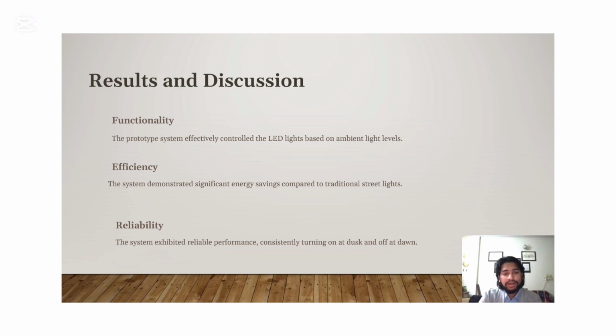Let's discuss the results and key observations of this project. First of all, functionality. The prototype system effectively controlled the LED lights based on ambient light levels. Efficiency. The system demonstrated significant energy savings compared to traditional street lights. And last one, reliability. The system exhibited reliable performance, consistently turning on at dusk and off at dawn. So basically, overall, the project achieved the intended functionality of automating streetlights to save energy and reduce human intervention.